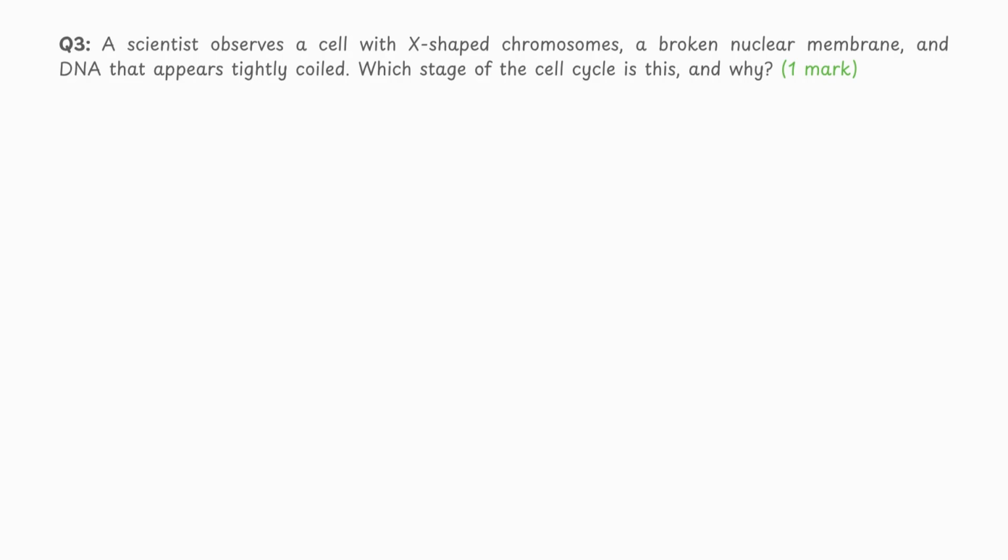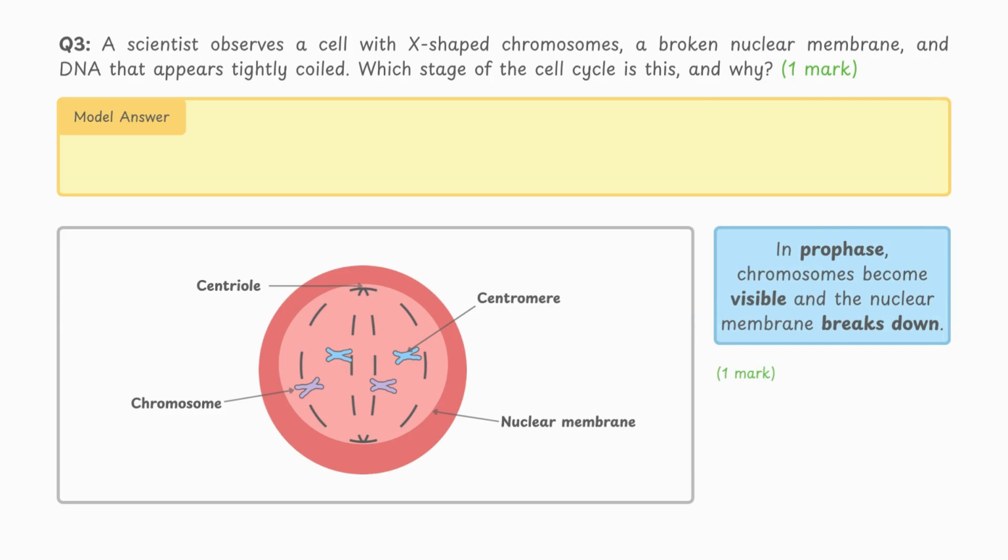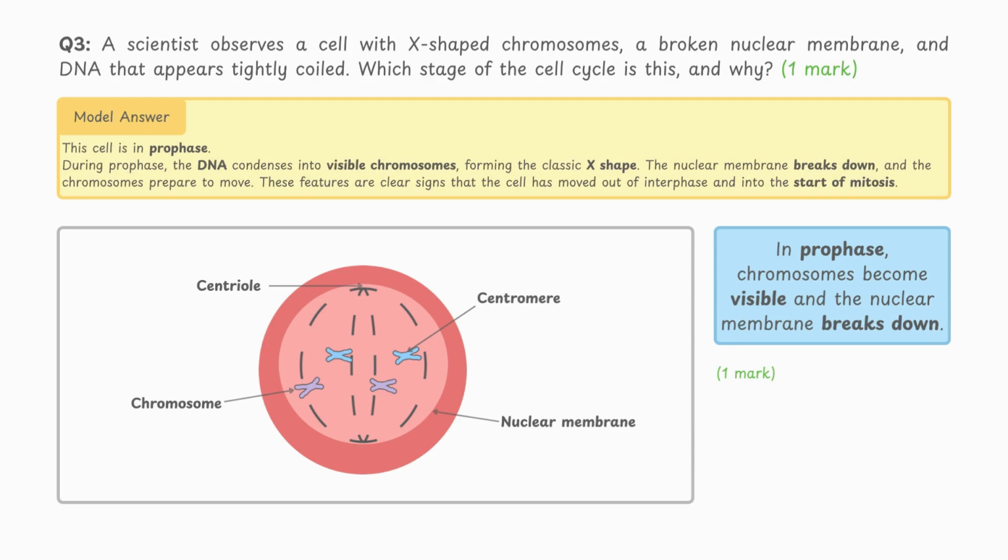A scientist observes a cell with X-shaped chromosomes, a broken nuclear membrane, and DNA that appears tightly coiled. Which stage of the cell cycle is this, and why? Let's decode the clues. The X-shaped chromosomes tell us that the DNA has condensed into visible chromosomes. The nuclear membrane breaking down is another key sign, and the tightly coiled DNA shows the cell is preparing for division. All of these features point to one stage. This is prophase. In prophase, chromosomes become visible, the nuclear membrane breaks down, and the cell prepares to divide. So when you see condensed chromosomes and a disappearing nucleus, think prophase.